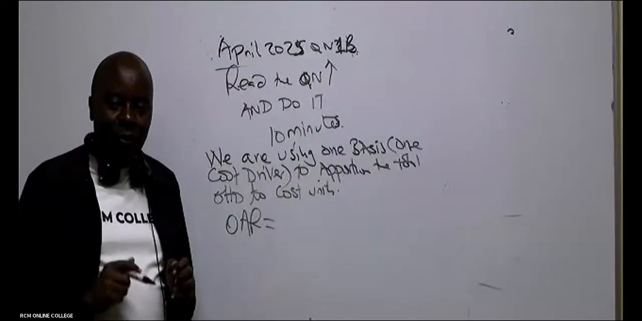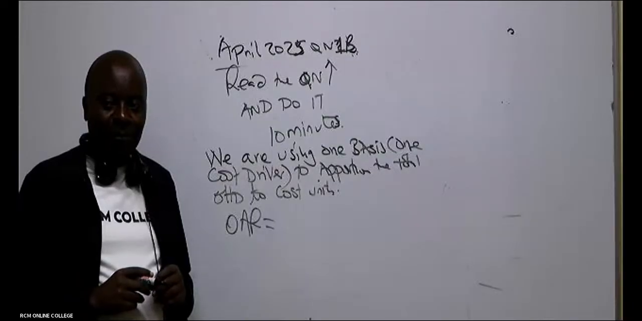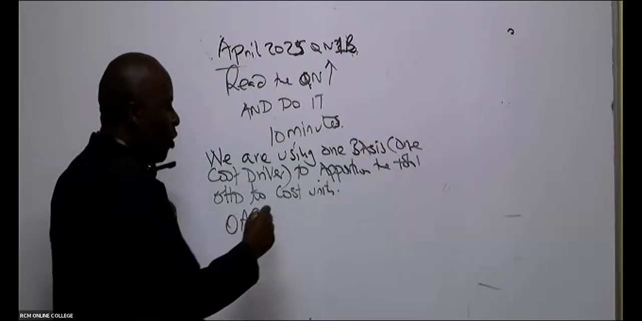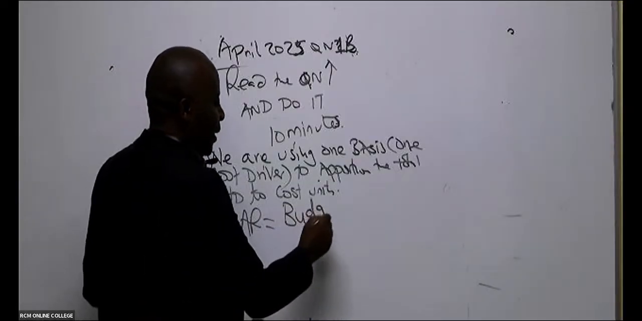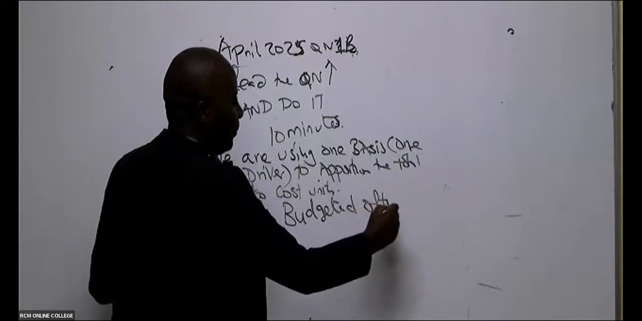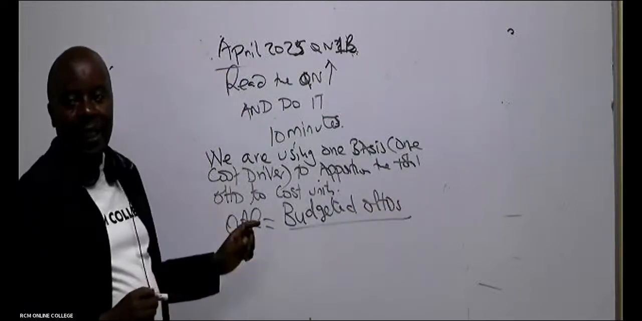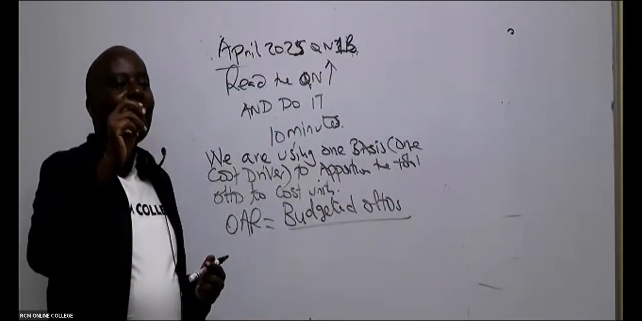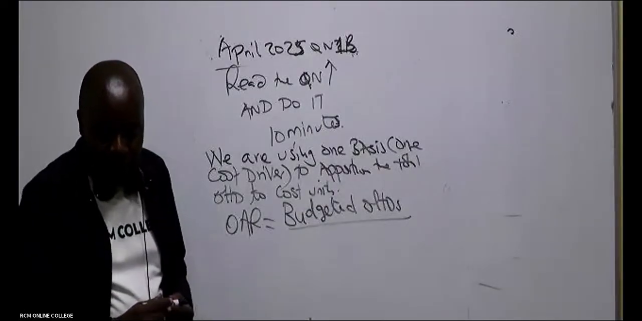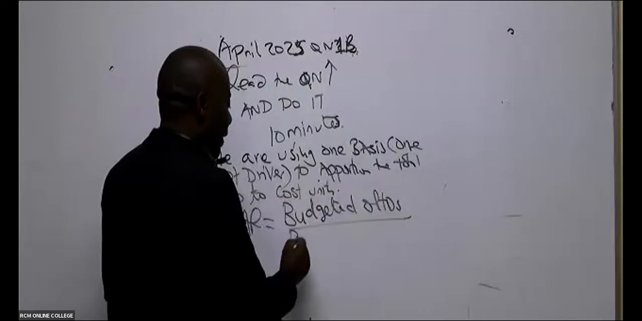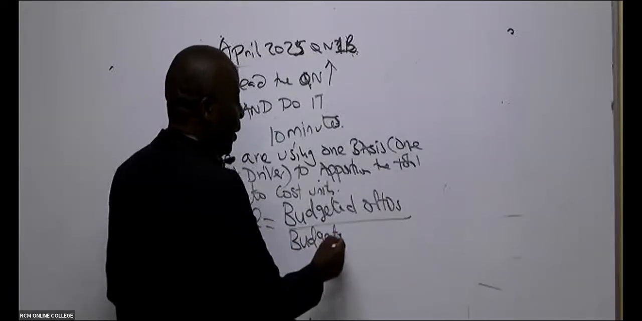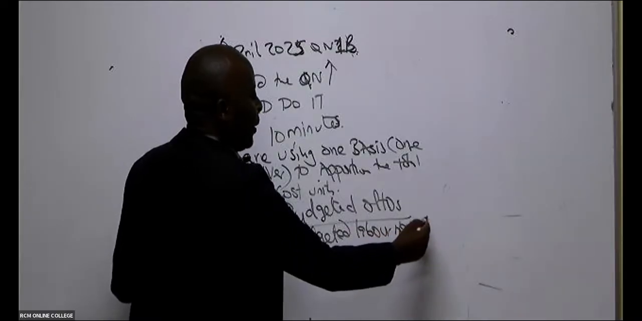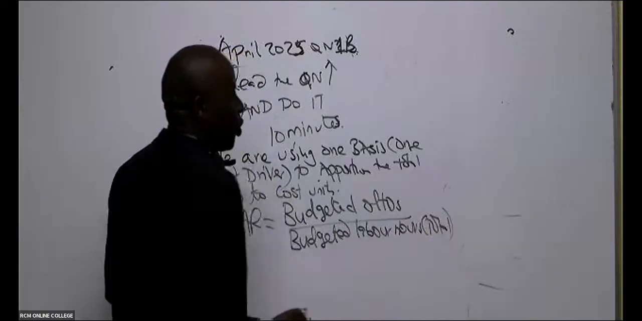Is there somebody who is able to remember the formula of OAR? Yeah, we take the budgeted overheads, isn't it? We divide this by budgeted, in this case here, we know the basis, budgeted labor hours, or cost driver. So we divide this by budgeted. They have told us what to use: budgeted labor hours. So remember that these have to be totals.